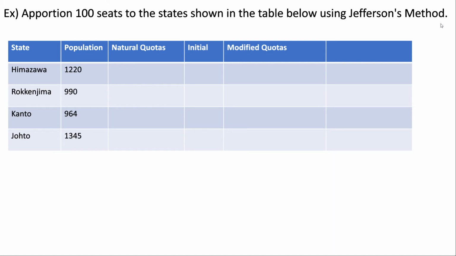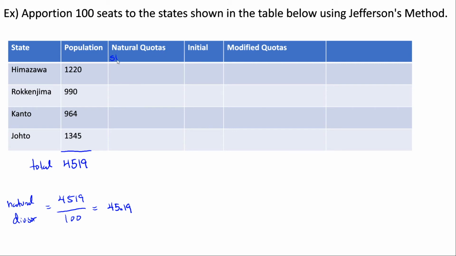The first thing that we need to do here is find our total population by adding up all of the state populations. And we get 4,519. The next thing we want to do is find our natural divisor, and that's equal to total population divided by our house size, which gives us 45.19. So just note our house size is 100 because that's the number of whatever it is that we're giving out. Next, we need to find our natural quotas.